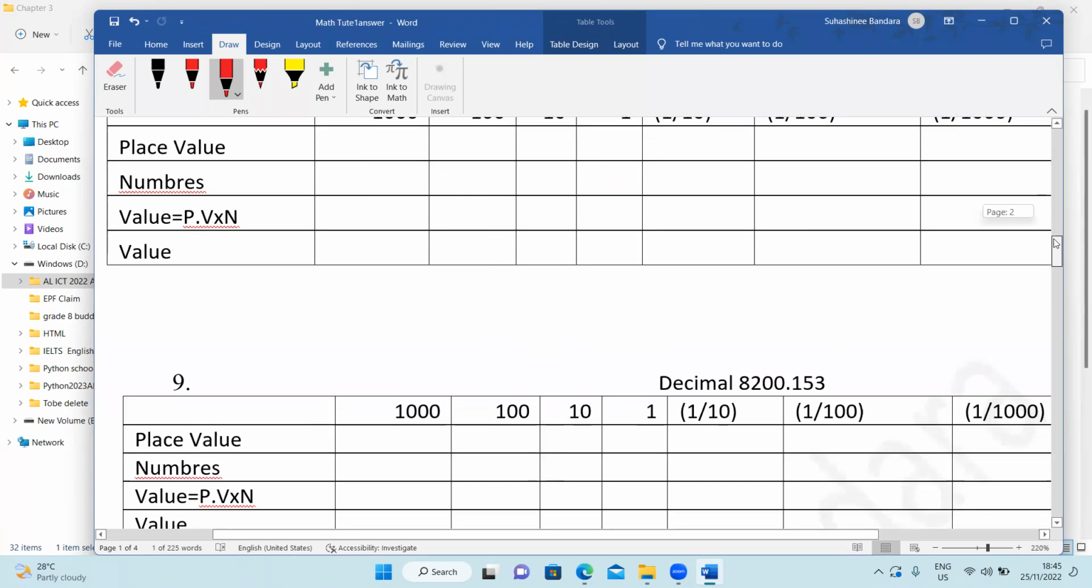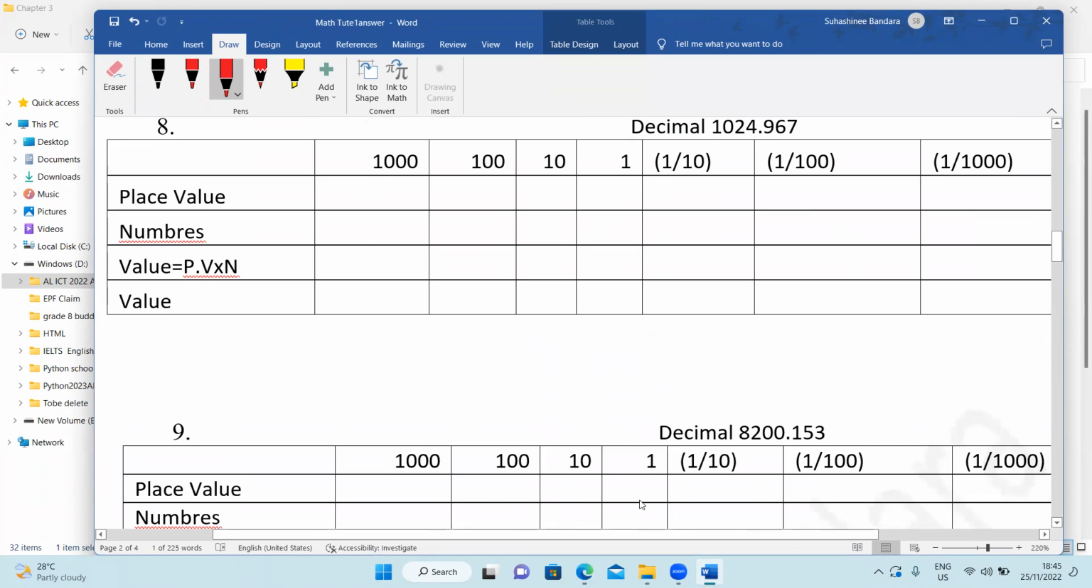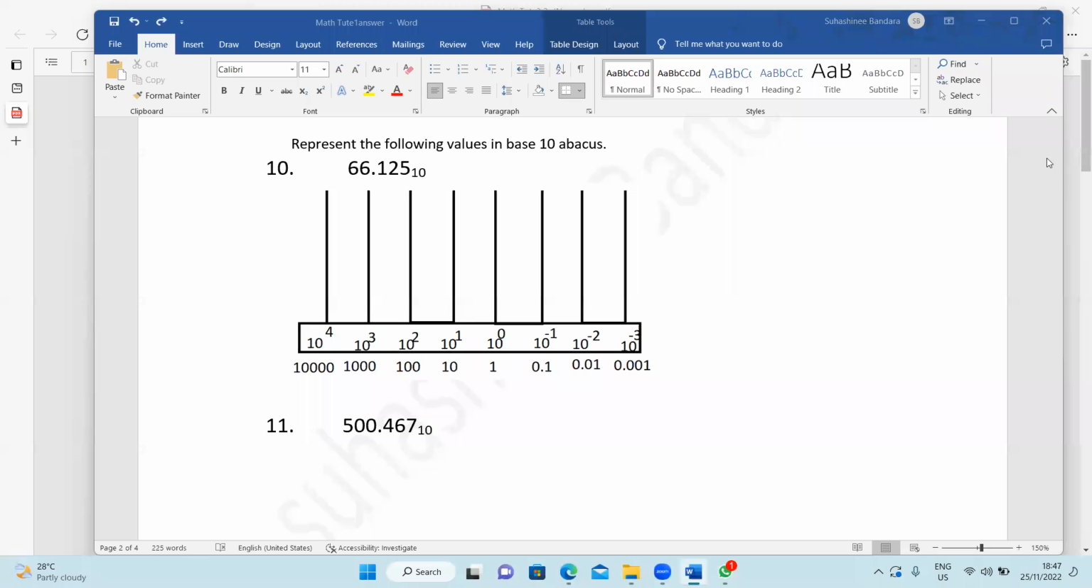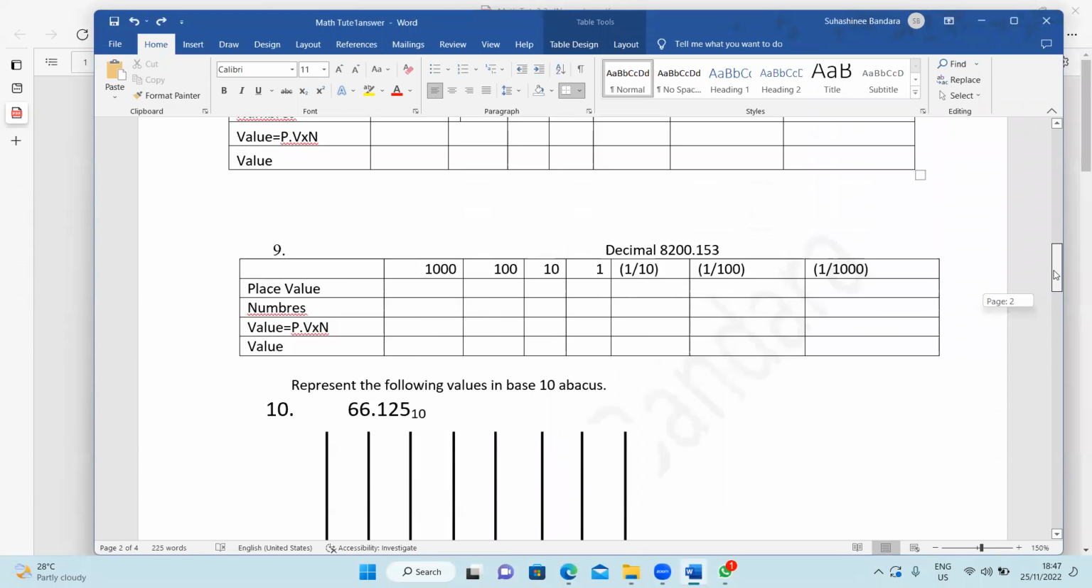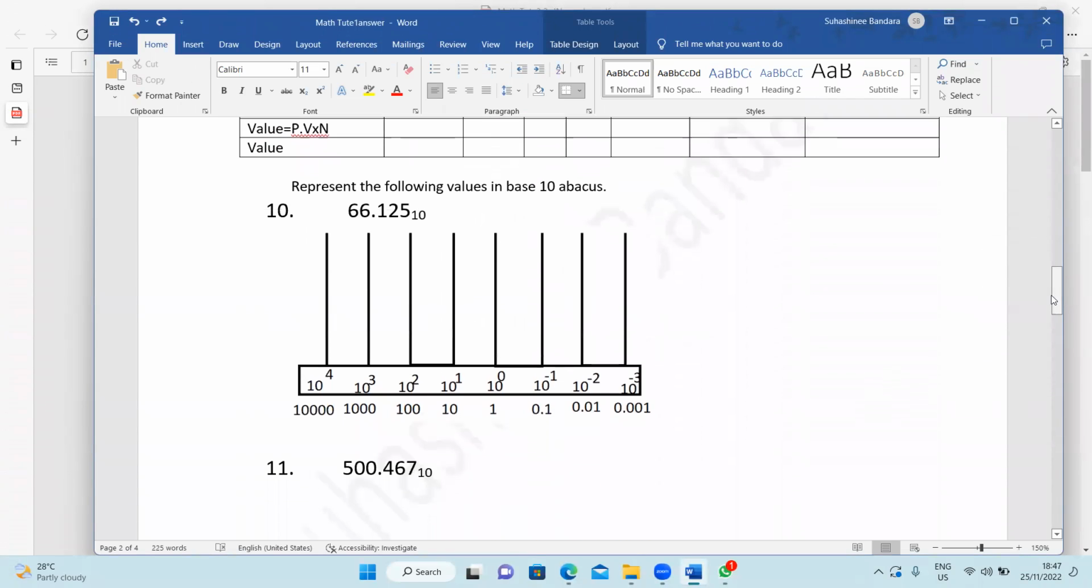The next one, the 8th one, you must do it. So I'm going to skip question number 8 and 9. You can do it the same way I have done. Take 8 and 9 as homework. So then here, this one.